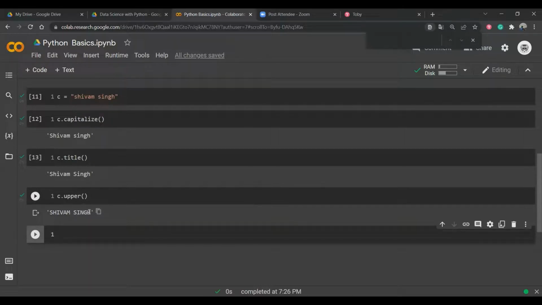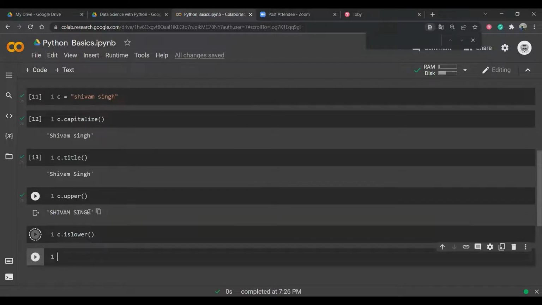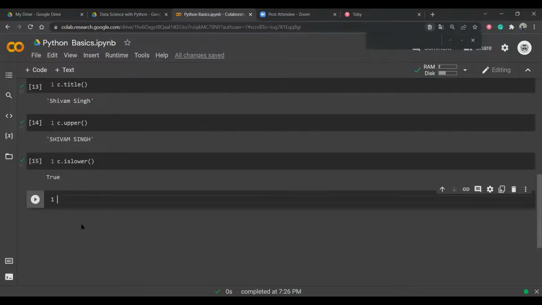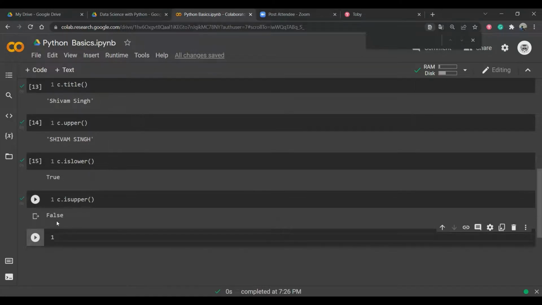There are also a lot of Boolean functions available. If you check is lower, all the characters are in lowercase, so you will get True here. If you write is upper, all the characters are in lowercase, so you will get False here. So we will get a Boolean output. Fine. So these are all the functions which we can use from the string.